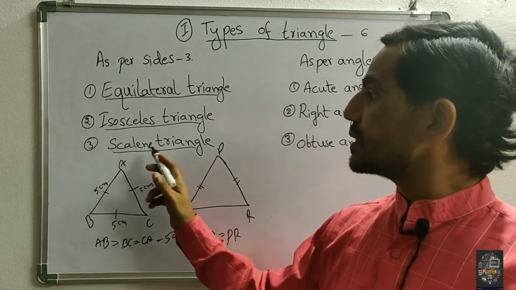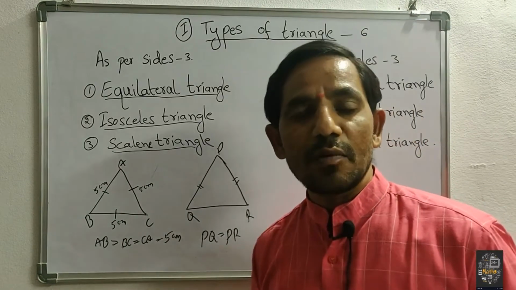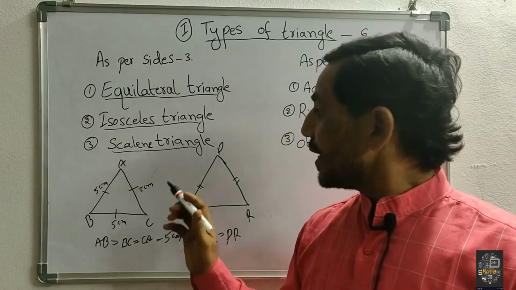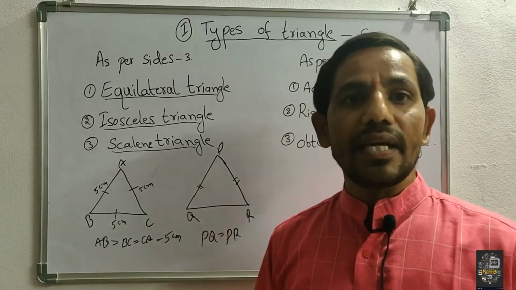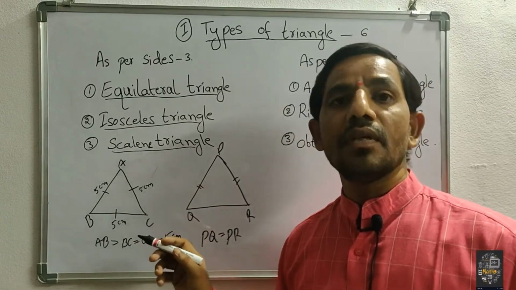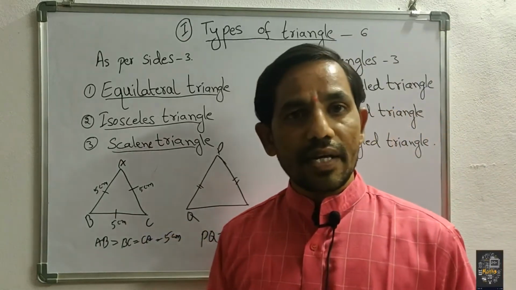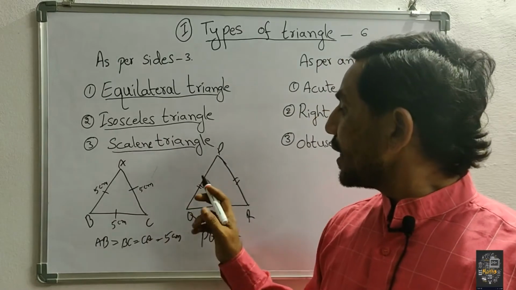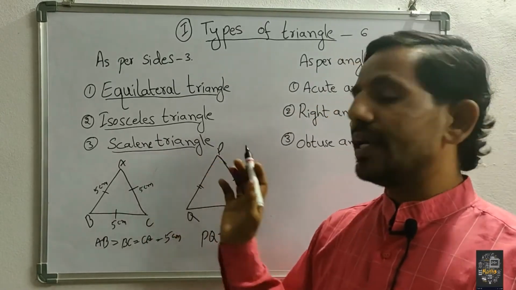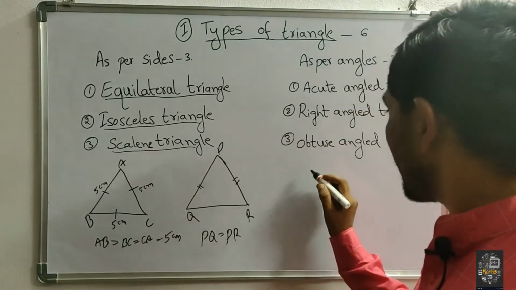Next, the third one, the scalene triangle. A scalene triangle means all sides are not equal, that is, no two sides are equal. That is a scalene triangle.